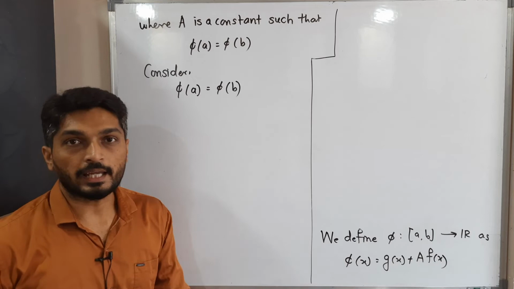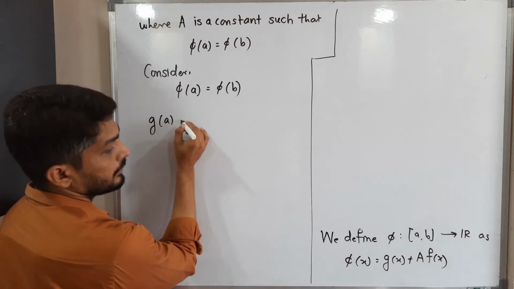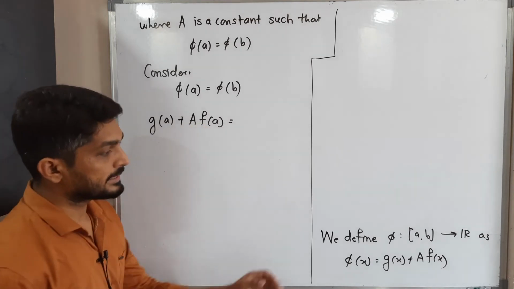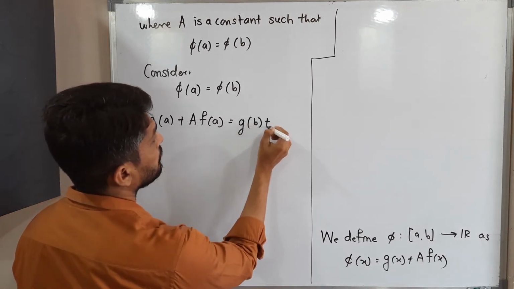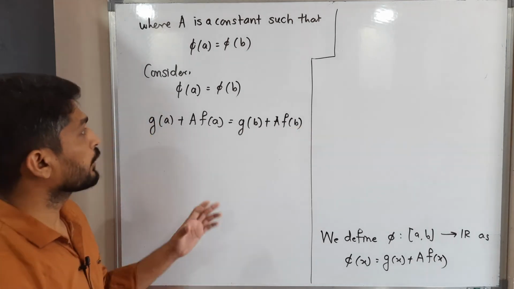Simply replace x by A, you will have phi of A. So it is g of A plus A f of A. Phi of B, that means replace x by B right here. So you will have g of B plus A f of B. We want the value of A now.